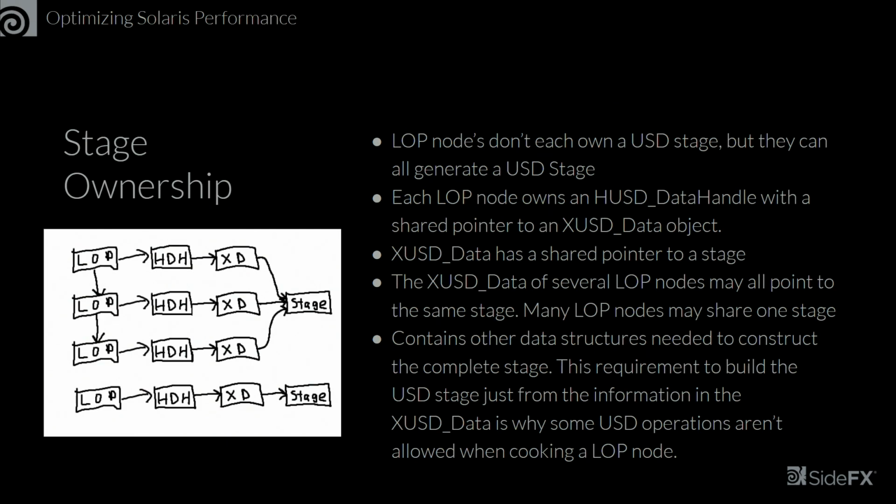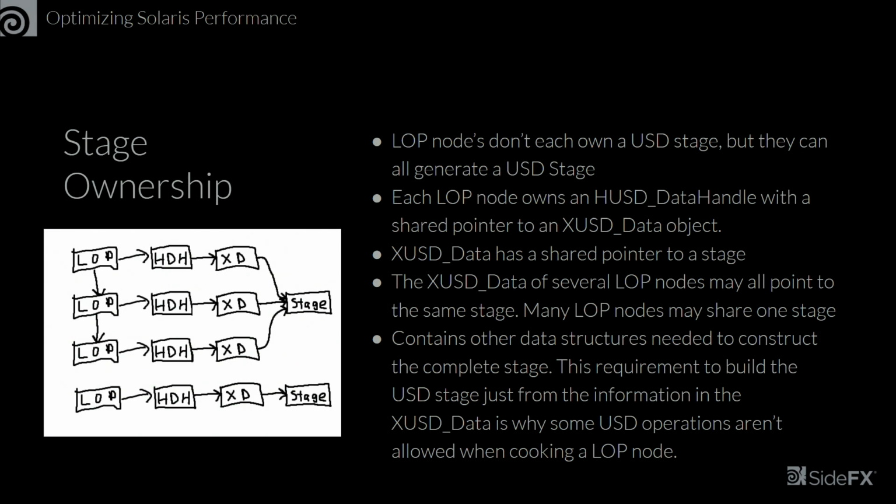So LOP nodes all create a USD stage. So you can go to any LOP node and say, hey, what's your USD stage? But each LOP node does not own a USD stage, because that would make LOPs ridiculously slow and use up tons and tons of memory. So every LOP can generate a USD stage. Each LOP node owns this C++ object, an HUSD data handle, which is really a shared pointer to the real object that contains the useful information, which is the XUSD data object. And the XUSD data object has a shared pointer to a USD stage. Now, if you have a bunch of LOP nodes in a chain, every one of them has their own data handle, everyone has their own XUSD data, but a bunch of XUSD datas in a chain can all point to the same USD stage. And that right there is how LOPs can work.